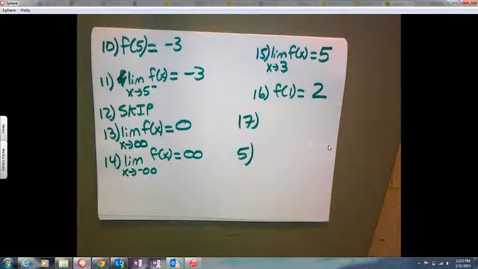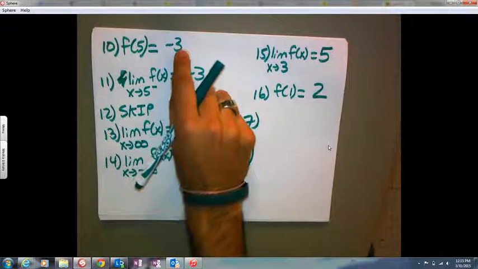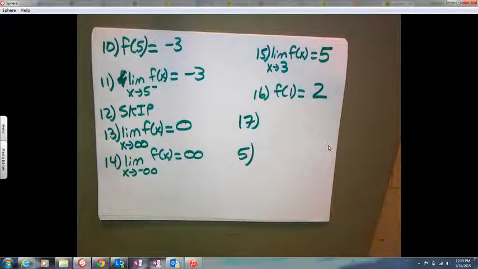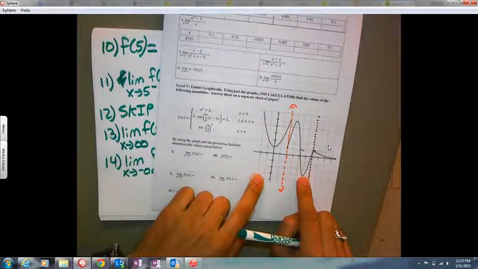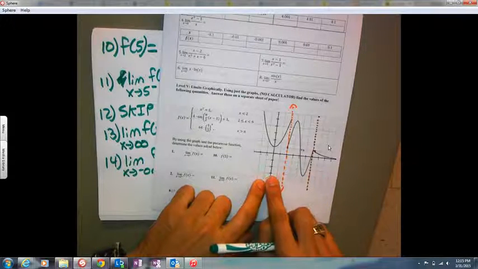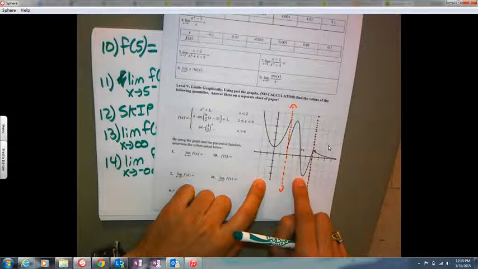Number 10 right here. So that's saying f of 5. So that means when I plug in 5, what do I get on the graph? So here's 5, so I get negative 3. Why is it negative 5? I'm not, this is positive 5 for x. Oh, okay.